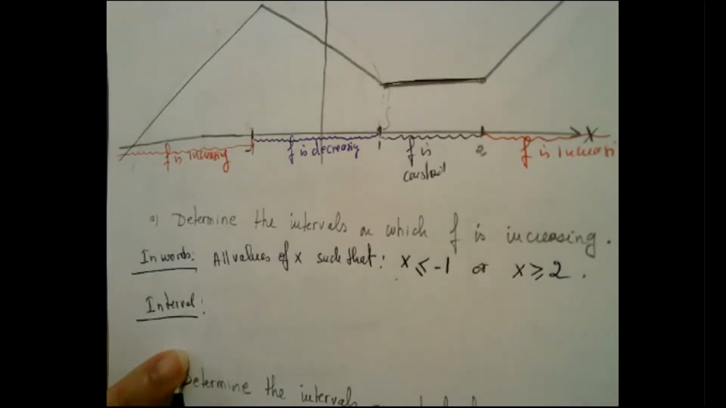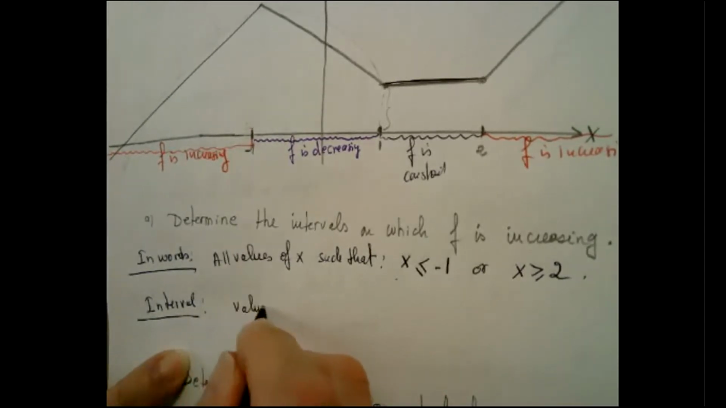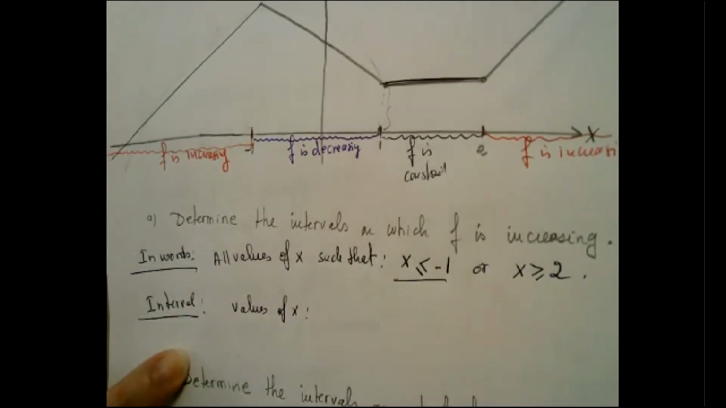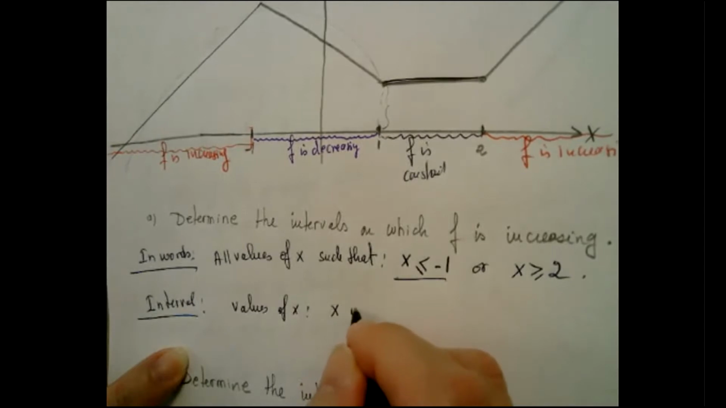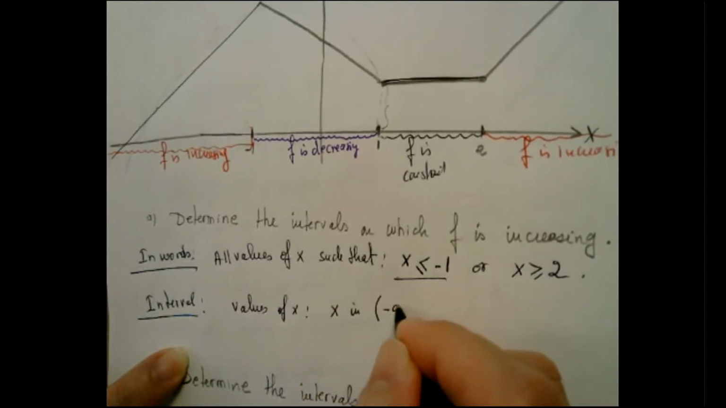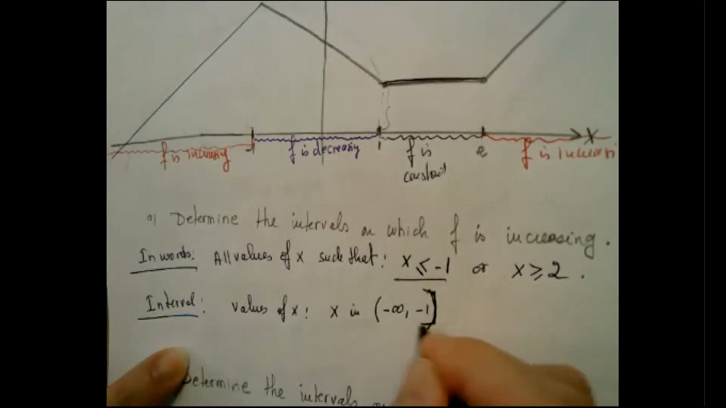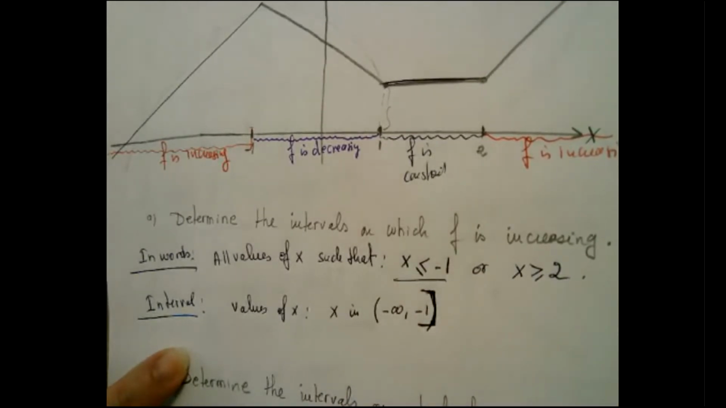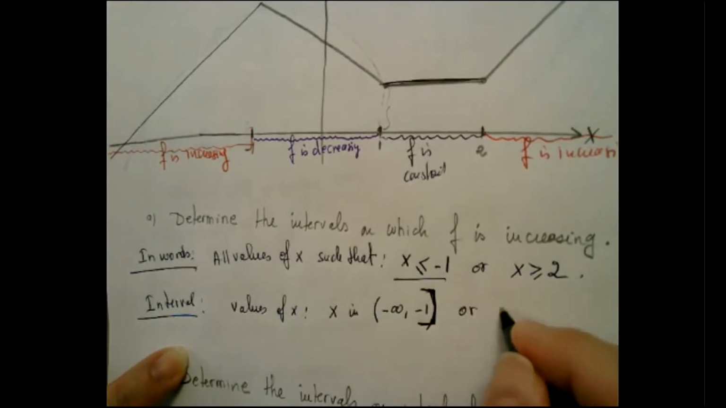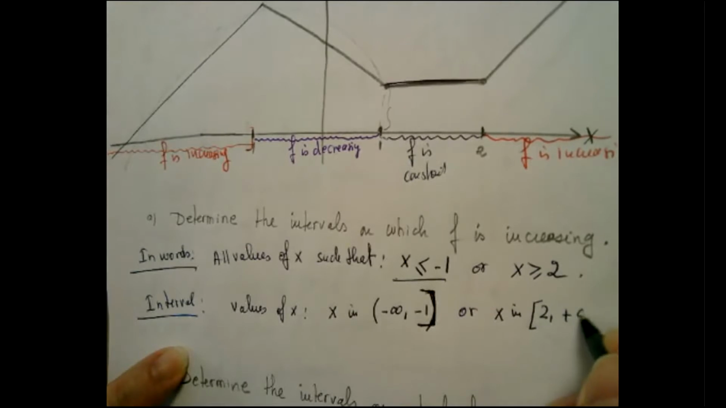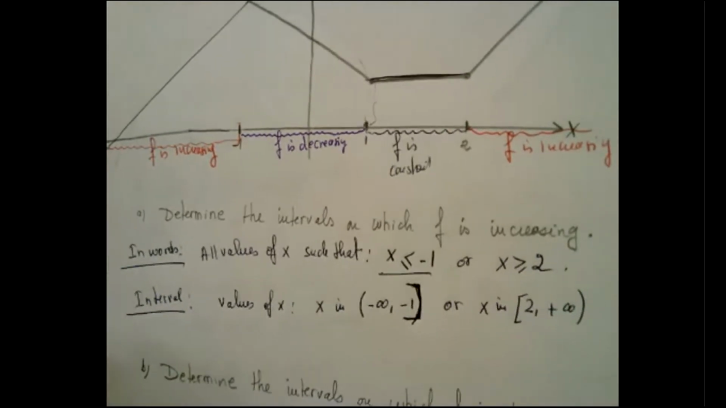Another way you tell me is all values of x such that x less than -1, it means x is in the interval minus infinity, -1. You can close it because I close it up here. Or x in the interval 2, plus infinity. So there are two intervals, but you have to tell me actually both of them if you use interval notation.